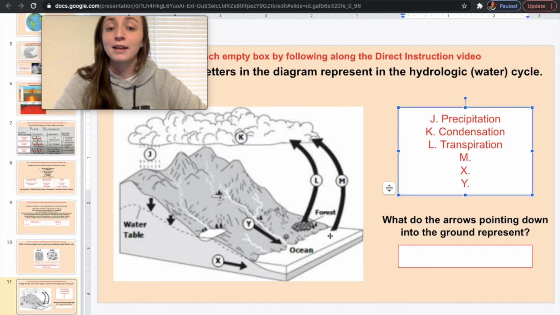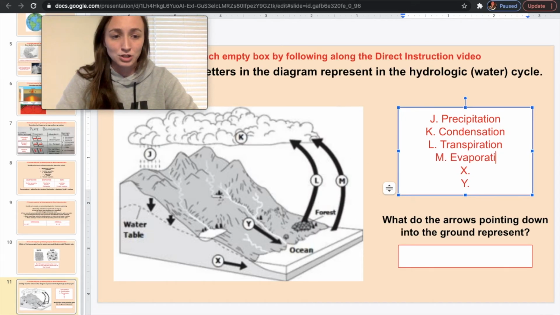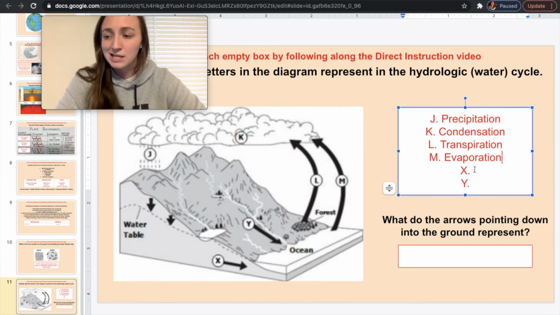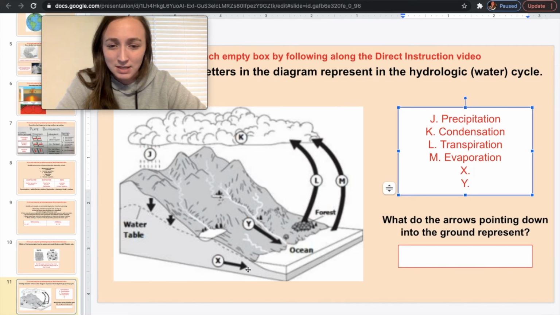Now, on the other hand, if it is coming from a body of water, or in this case the ocean, and going back up to the sky, turning into water vapor, that is going to be your evaporation. So if it's coming from a body of water, it's evaporation. If it's coming from plants, it's transpiration. Pretty easy.